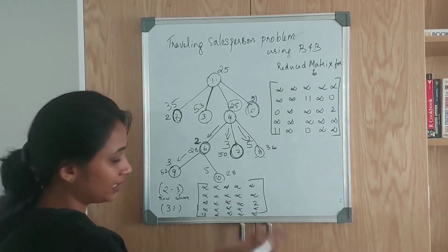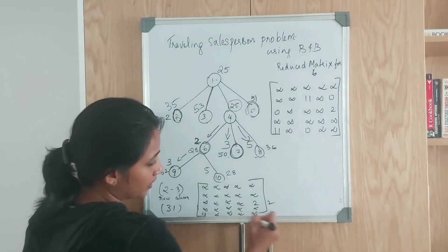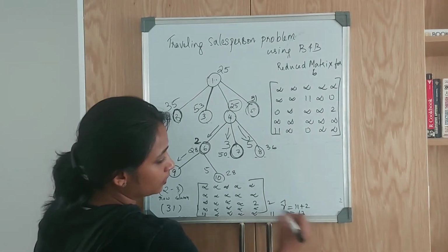Now the next step is you have to reduce. Here it's not 0, so take 2 out and 11 out. So our reduction is equal to 11 plus 2, which is equal to 13.